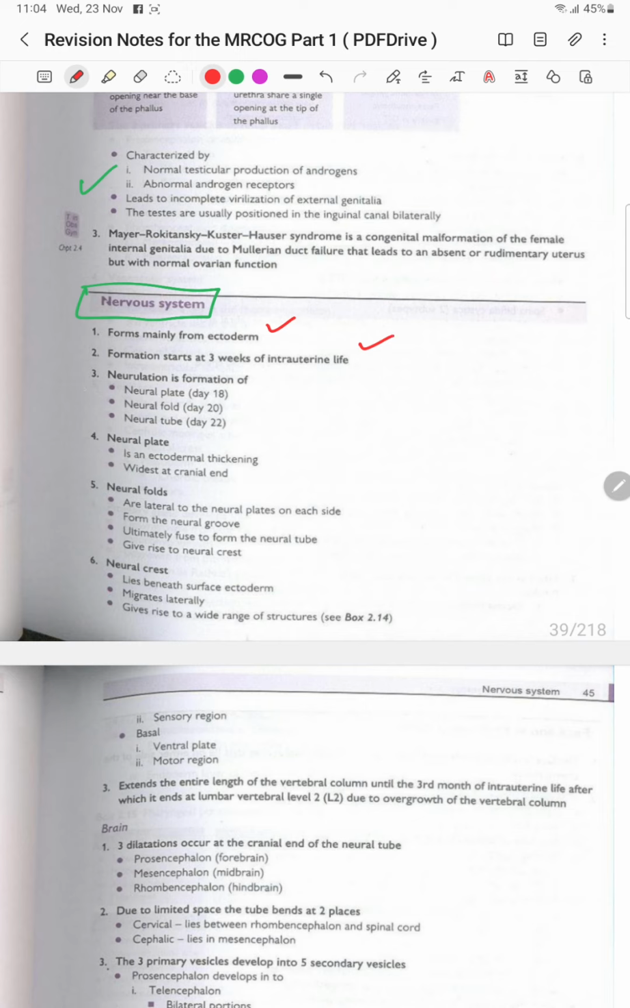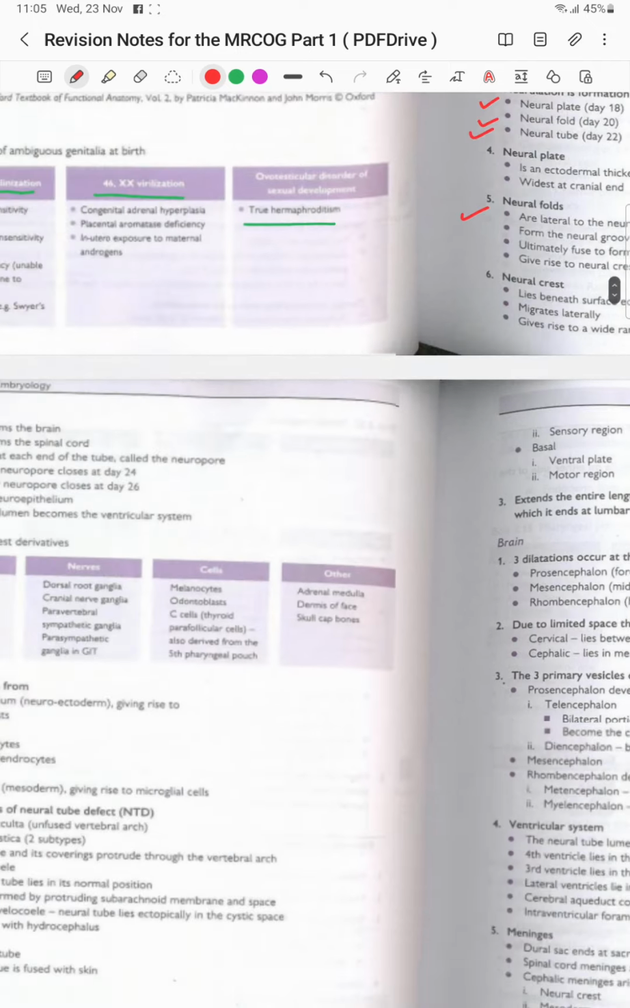Neurulation is the formation of the neural tube: neural plate day 18, neural fold day 20, and neural tube day 22. The neural plate is an ectoderm thickening, widest at the cranial end, and the neural folds are lateral to the neural plate on each side, and they form a neural groove, and ultimately fuse to form the neural tube and give rise to the neural crest. The neural crest lies beneath the surface ectoderm and migrates laterally and gives rise to the widest range of structures.